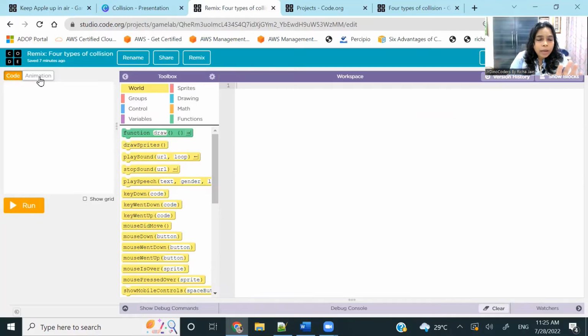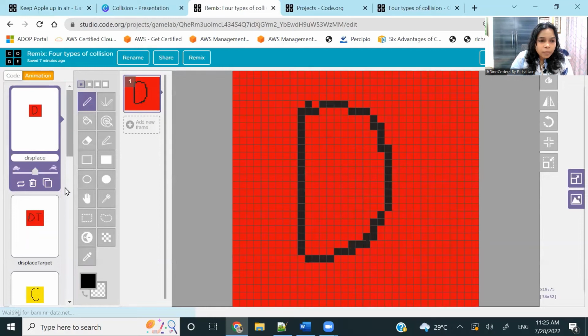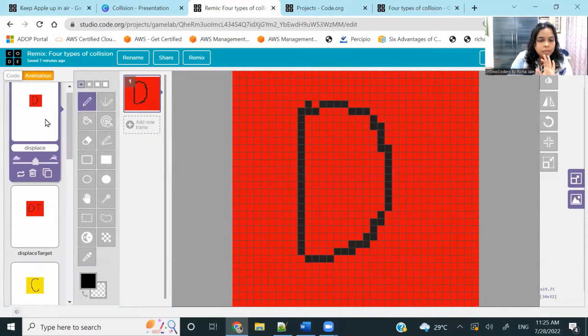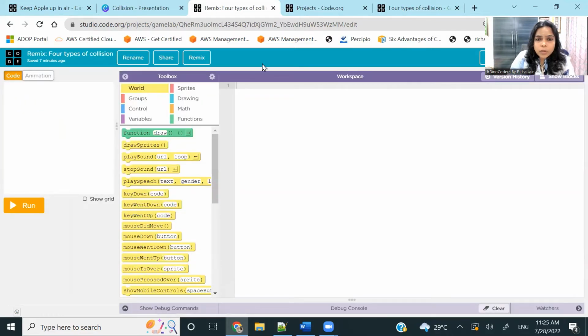In this project, I have already created a couple of sprites. Very simple sprites, just a square with a label so that we understand which kind of collision we are going to try. For displace, I have put a D. For displace target, I have put DT, so that on my screen I can understand which type of collision I am talking about, which object this is. Okay, so this displace target we will use now. Quickly, let's put up these 2 sprites together.